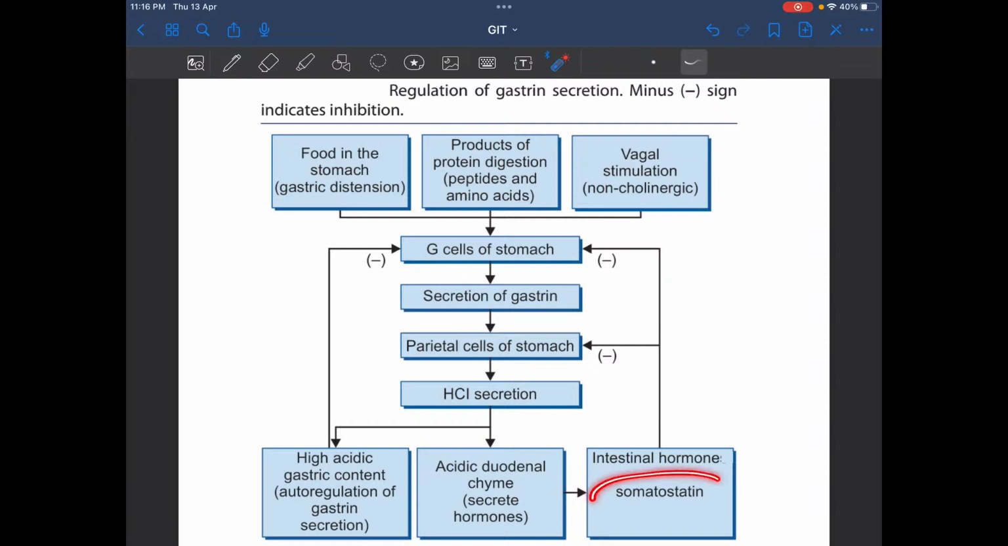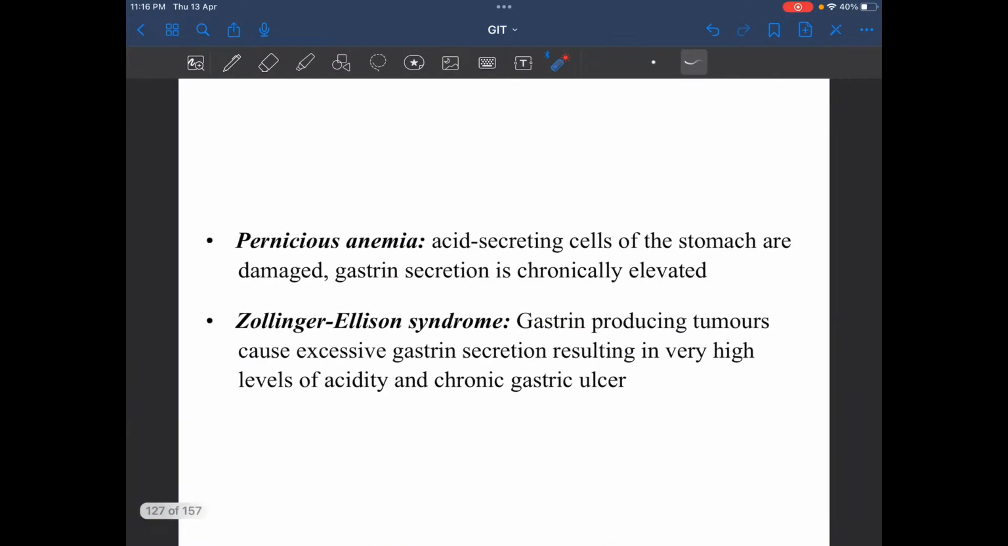Okay. Intestinal hormone, that is somatostatin, is inhibiting the G cells. We talked about that. Acidic secretion is also inhibiting the G cells. We also talked about that. And high acidic content, we have already talked about that. Okay. Remember pernicious anemia, and you remember Zollinger-Ellison syndrome.